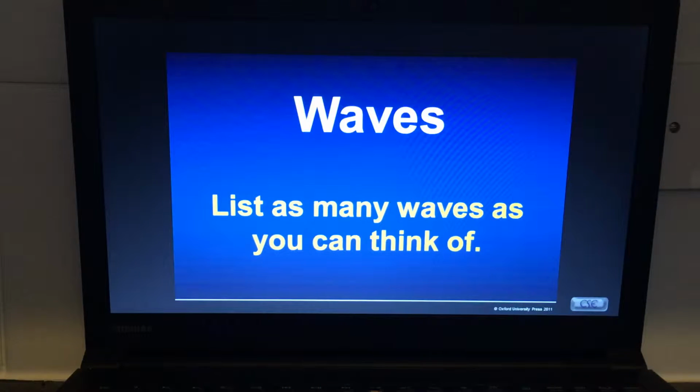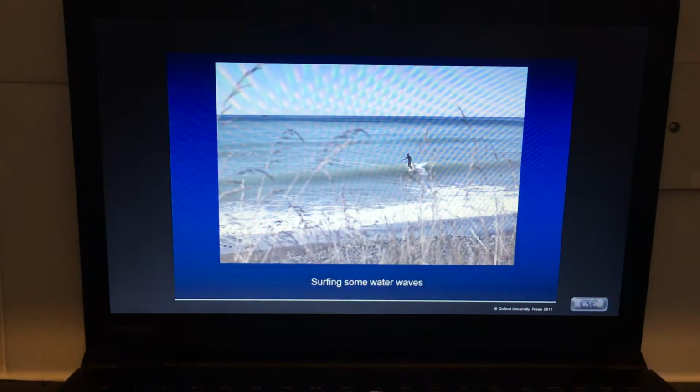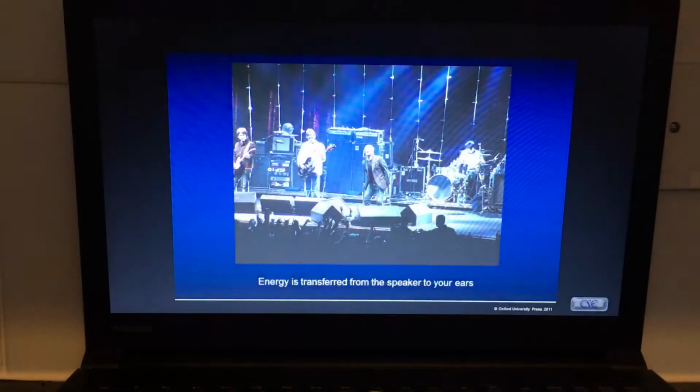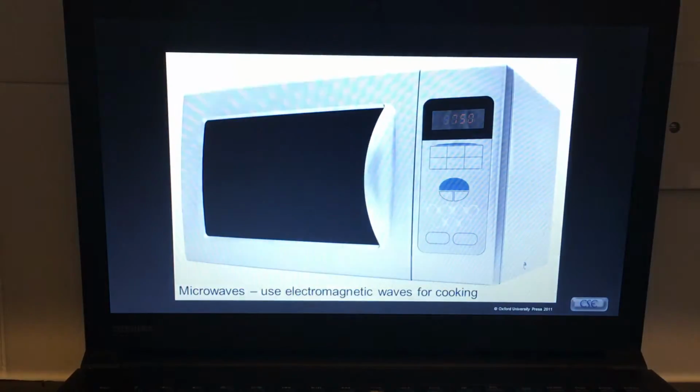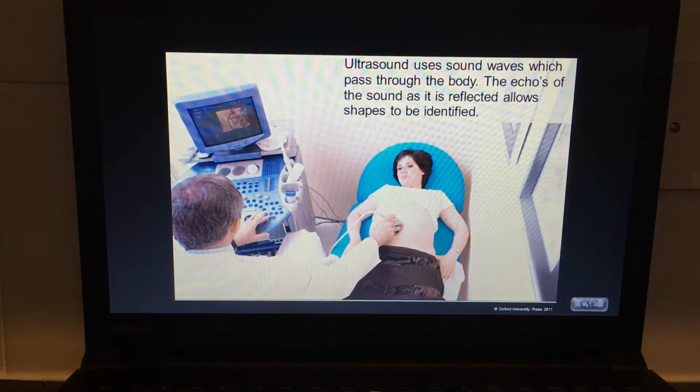This video is about waves and it comes up in the P1 paper. So try and think of as many waves as you can. I'll go through some now. So we have water waves that are classed as waves. You have sound waves, microwaves. Now any EM spectrum wave is a wave. Earthquakes, for example, seismic waves. Ultrasound is also a wave.